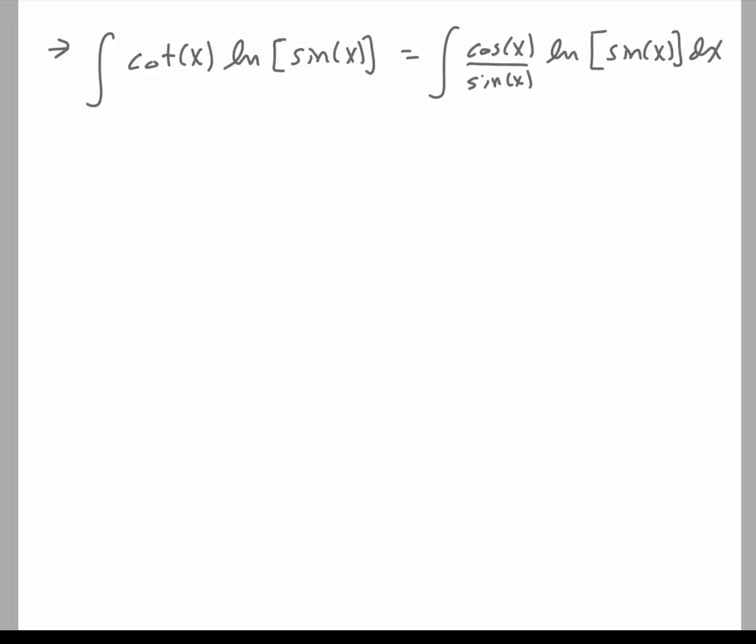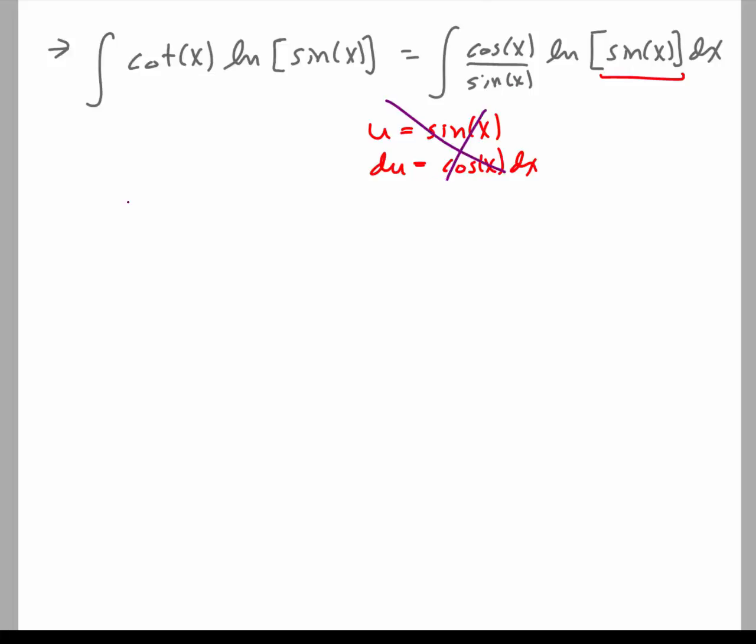So starting here, I've got to start somewhere. So I'm going to let u equal sine of x. And then du would be cosine of x dx. And we kind of have that going on over here. So what this would look like is du over u, natural log of u. So that's not really helping me much. So that doesn't really work. Okay, so let's try something else.